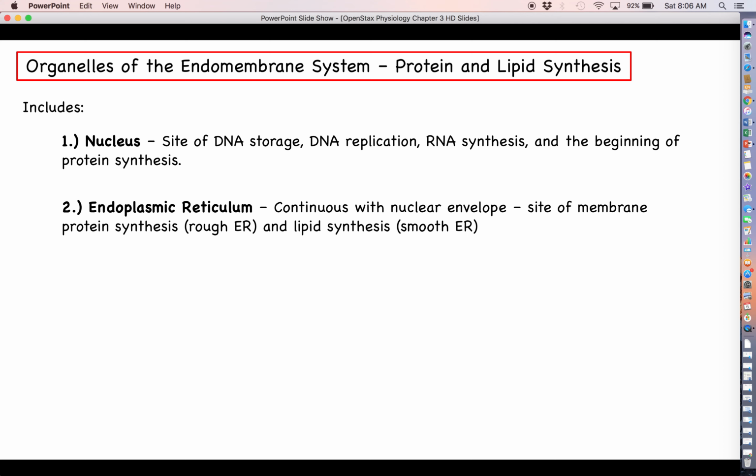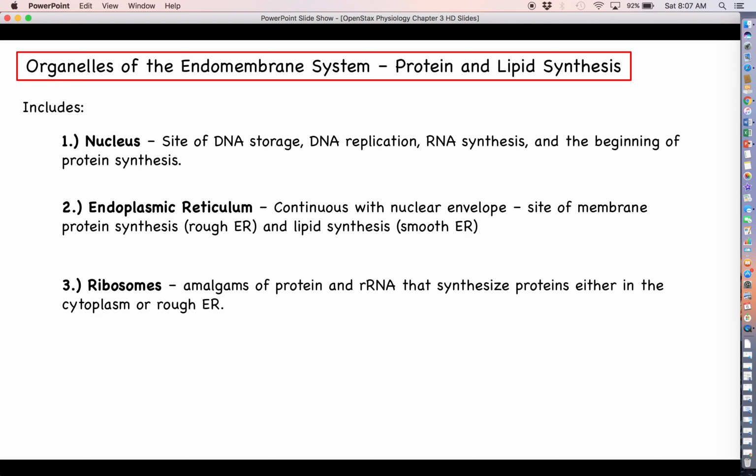A lot of people think of the nucleus and ER as being completely separate things, but they are actually attached to each other. The nucleus is made up of a double-layered nuclear envelope made of phospholipids, and the endoplasmic reticulum is basically just a continuation of that nuclear envelope. So the membrane of the ER and the membrane of the nucleus are essentially the same thing. The ER, depending on whether you're talking about the rough ER or the smooth ER, is going to be the site of a lot of protein synthesis and lipid synthesis, respectively, and we can talk a little bit about that later.